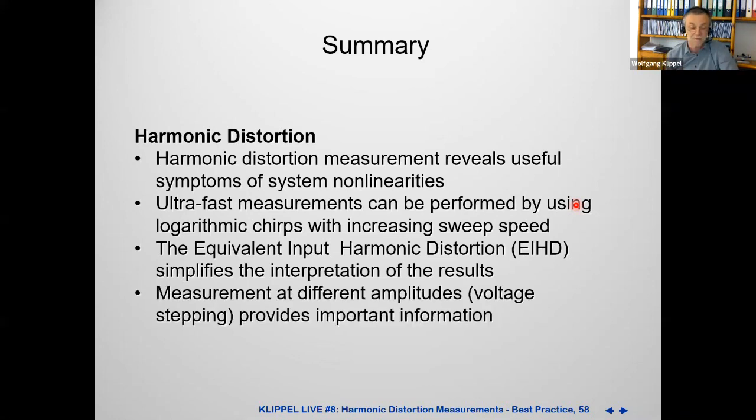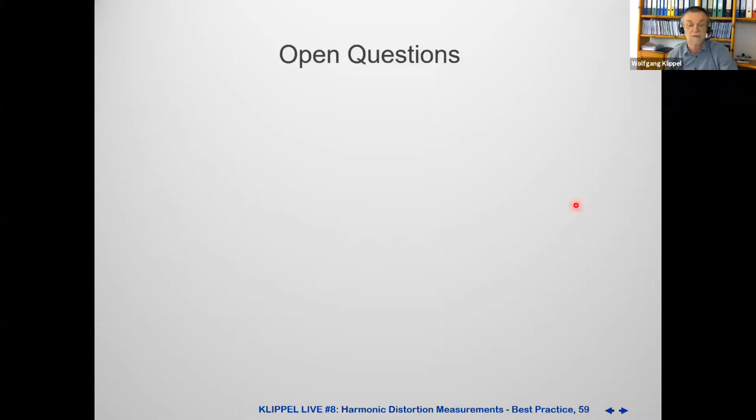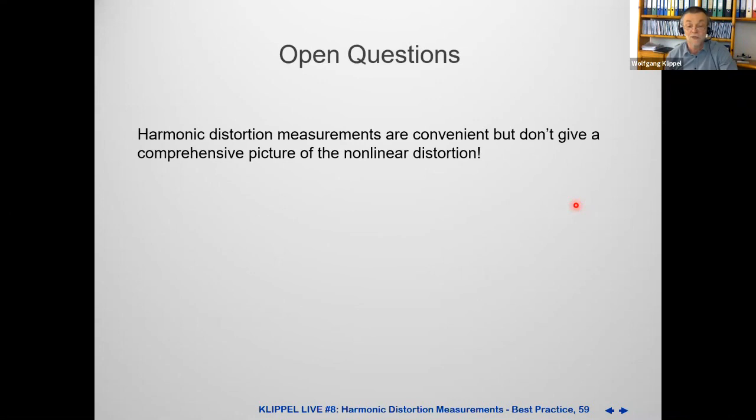So it's very important. You should always change the voltage to see how the different shape of the nonlinearity will affect your measurement. So that's quite important. And harmonic distortion, measure it in the near field. That's really a good idea. So that's maybe everything. Of course, we have some open questions for the next time.